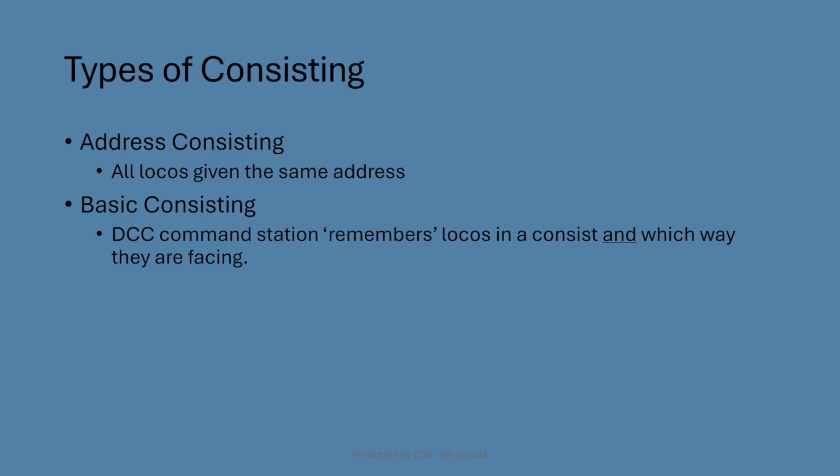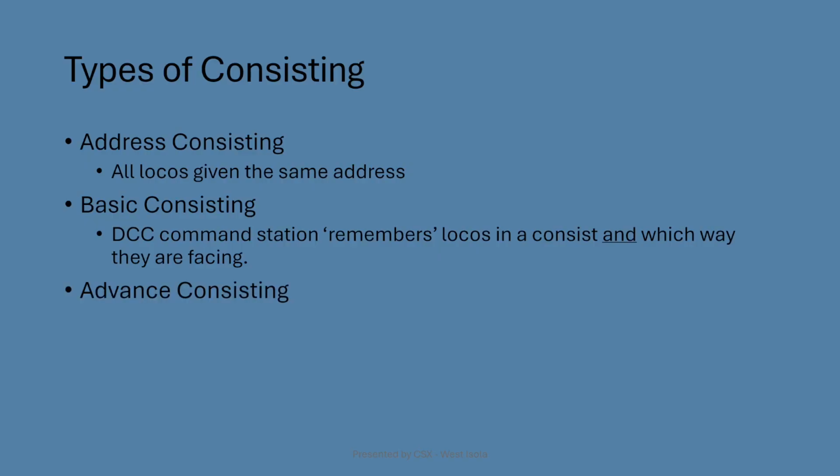A couple of disadvantages with this: you've still got the same problem. If you sound your horn, they all sound, etc. The other problem, this consist only applies on your layout with that command station. If the command station fails, for example, and you put a new one in, you'd have to set them up again. Or if you take your locos onto somebody else's layout, it doesn't know that they're consisted together. So you would have to set them up again on that person's layout on their system. But again, a method of doing it.